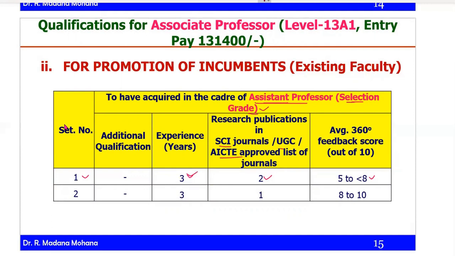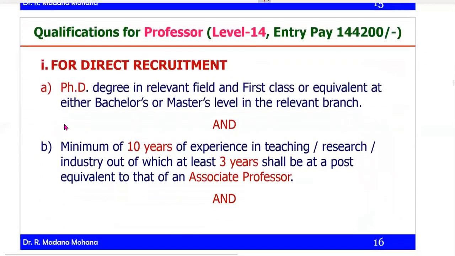Then set 2, the same 3 years experience, minimum publication 1. Then publications are less, then feedback is increased. Feedback is 8 to 10. So these are all the 2 sets of requirements. Any one requirement needs to be satisfied in addition to the above requirements. So then next to designation, qualifications for professors.